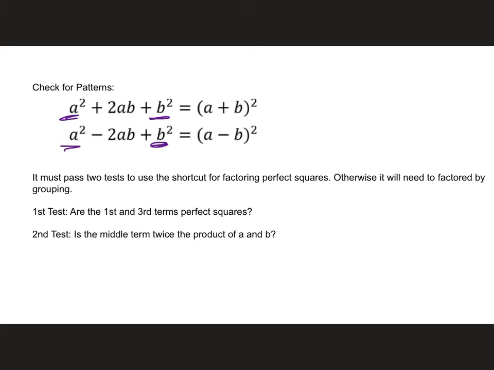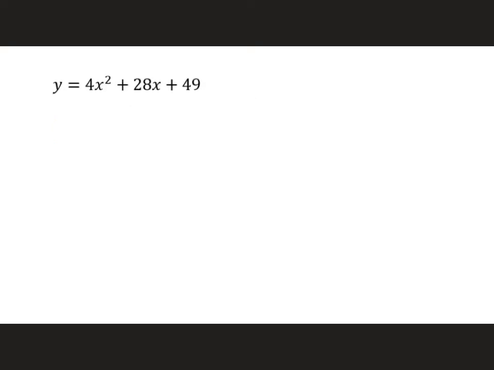If it is yes, then you would go on to say, is the middle term twice the product of a and b? Now, when you're looking at the trinomial, you don't even have a and b. You have a squared and b squared, so we would need to get a and b and then check that middle term. So let's look through an example. Here is the trinomial 4x squared plus 28x plus 49.